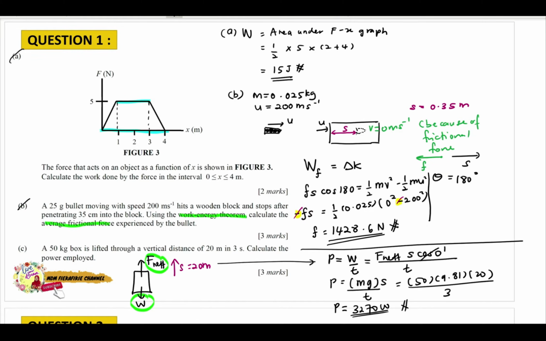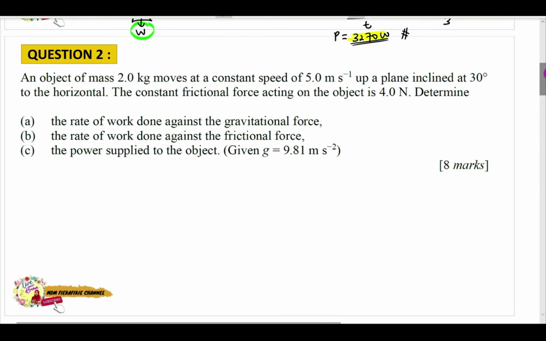Now make sure you try to calculate. So this is the answer, 3270. So the value of F net, the net force upward, must be equal to the weight. F net must be equal to the weight. Okay, next. Alright, question number 2.